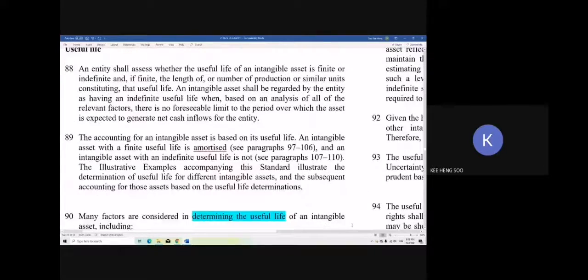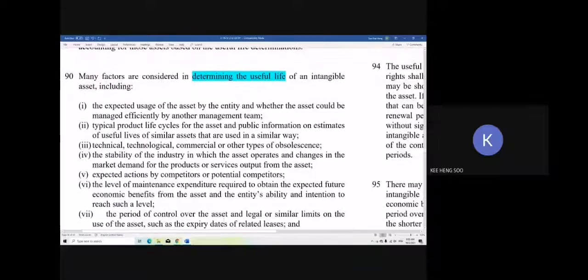Useful life, determine the useful life. Remember, it's the same also, paragraph 58: the usage, the product life cycle, other information on the useful life, technical, technological, commercial, other types of obsolescence.